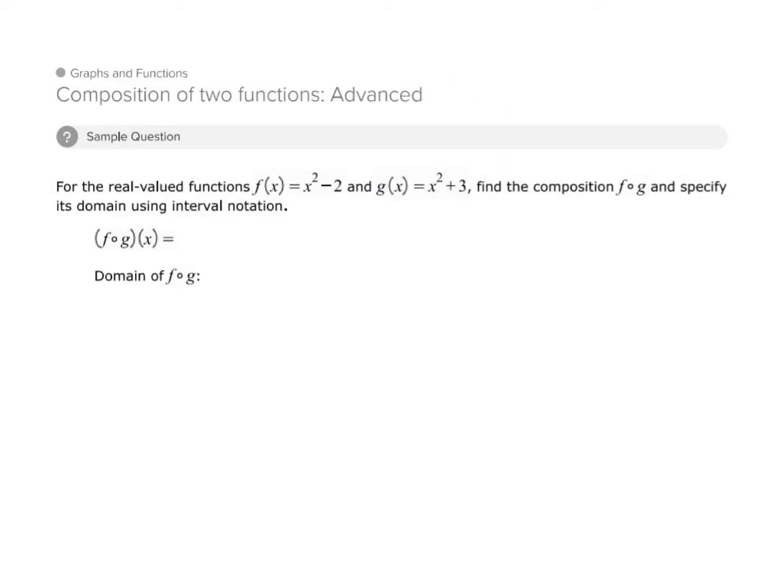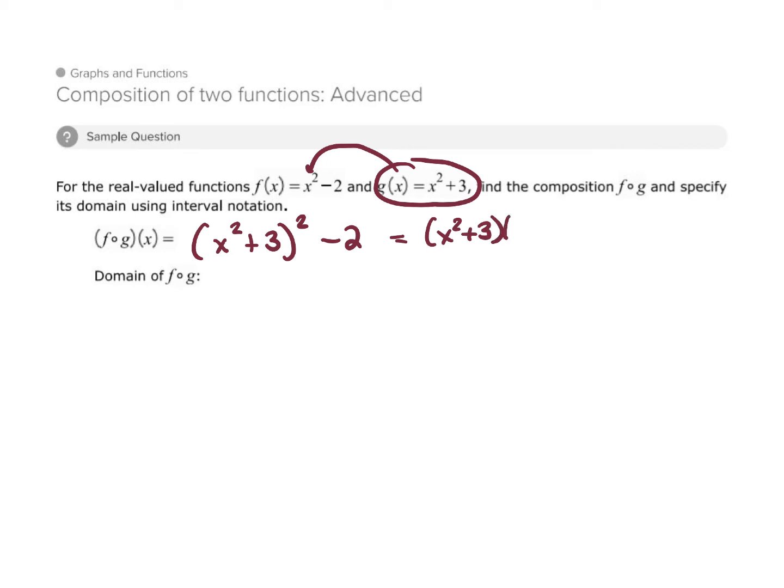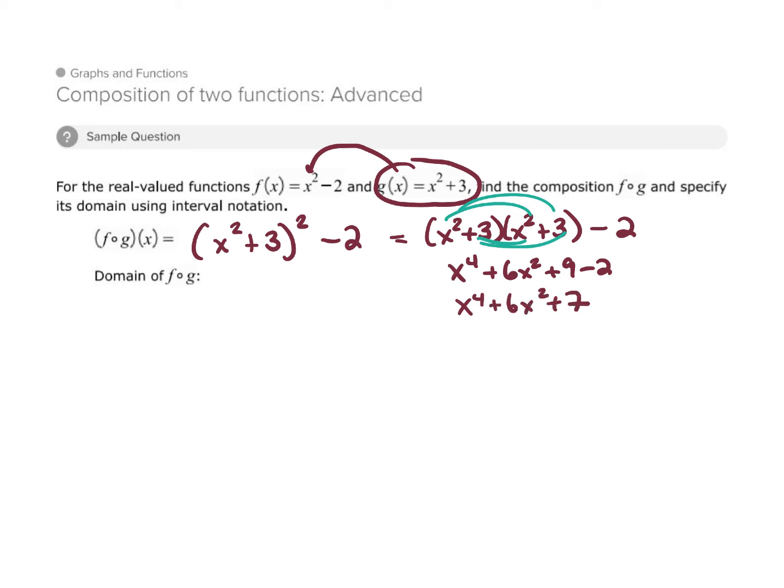So let's look at this one. Now this one we have basically two quadratics. So again, I'm going to plug this g of x in for x here. So it's going to give me x squared plus 3, squared, minus 2. If I FOIL that, because when I square something, remember it's going to be FOILed, x squared plus 3 times x squared plus 3, minus 2. That gives me x to the 4th plus 6x squared plus 9 minus 2. And I just did the FOIL there, first, outer, inner, last. And I end up with x to the 4th plus 6x squared plus 7.